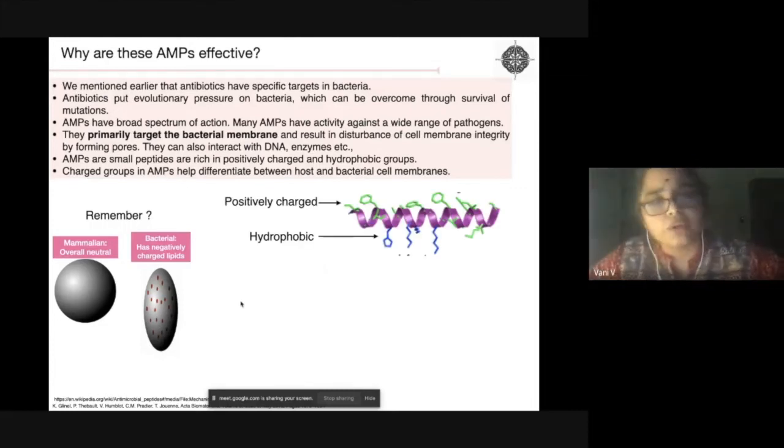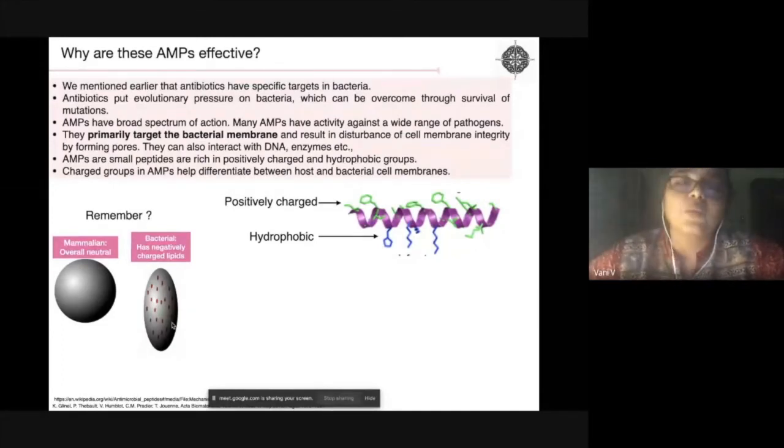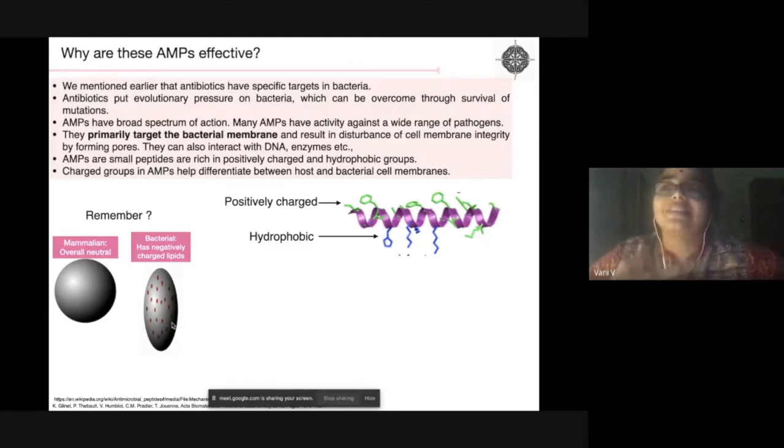So remember, I told you that your mammalian or host cells are overall neutral, and your bacterial cells have something called negatively charged lipids sitting on top of them. Nature is a very wonderful thing, and whatever these antimicrobial agents found in nature are, they have evolved such that they have a lot of positive charges on them. So you can see, very electrostatically, if you have a human cell and a bacterial cell, these things can differentiate between the two simply because one is negative and the other is neutral, right? So it's a very, very simple way of recognition between the two.